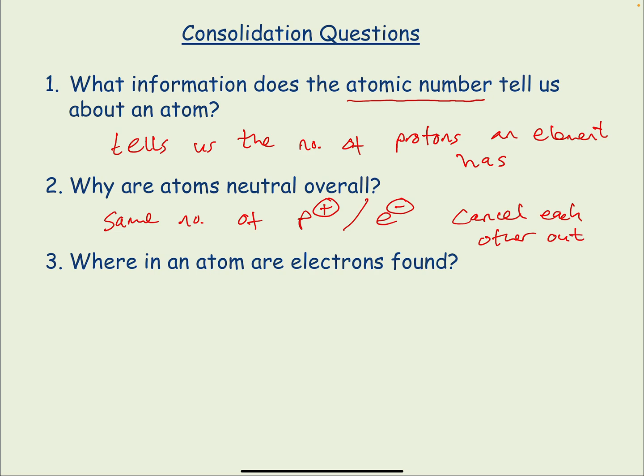And the last question, where are the electrons found? They're found in the rings on the outside, and the other name for the rings is the shells. How did you get on with those? Mark yourself out of 3.